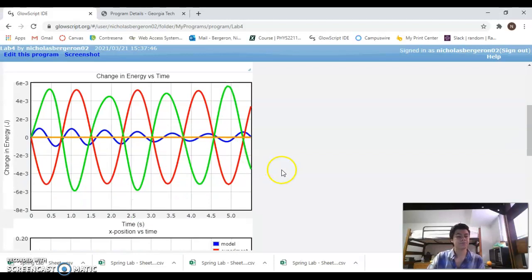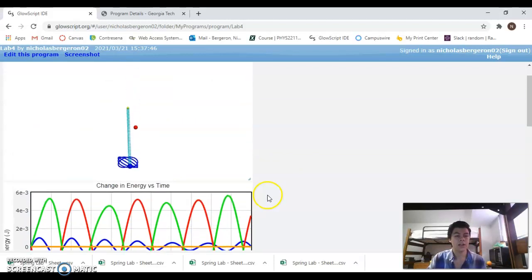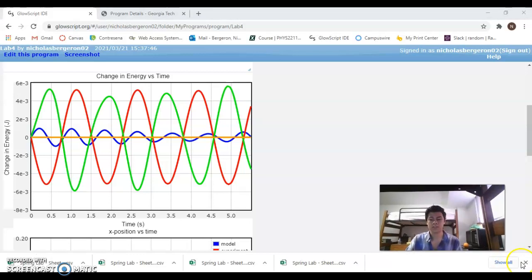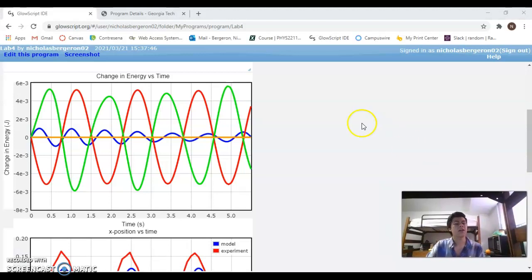And what this shows you is how conservation of energy is not being broken by how we're doing this, and that everything we are doing does obey the law of conservation of energy. As we can see, all of our energy is being converted from kinetic to potential and potential to kinetic for our model right here.